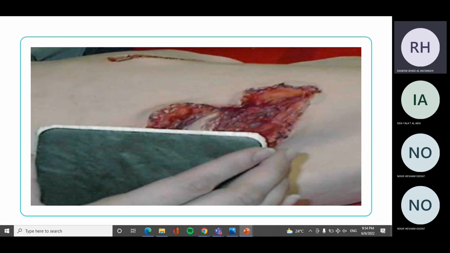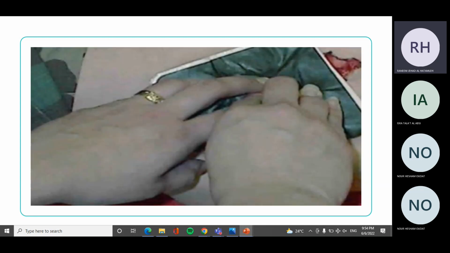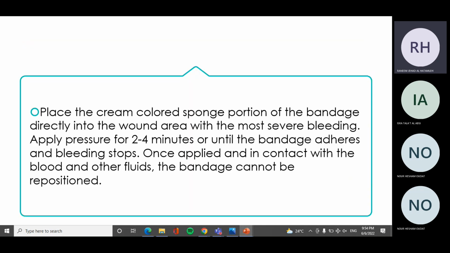At last, we place the cream-colored sponge portion of the bandage directly into the wound area with the most severe bleeding. Apply pressure for 2 to 4 minutes or until the bandage adheres and the bleeding stops. Once applied and in contact with blood and other fluid, the bandage cannot be repositioned.